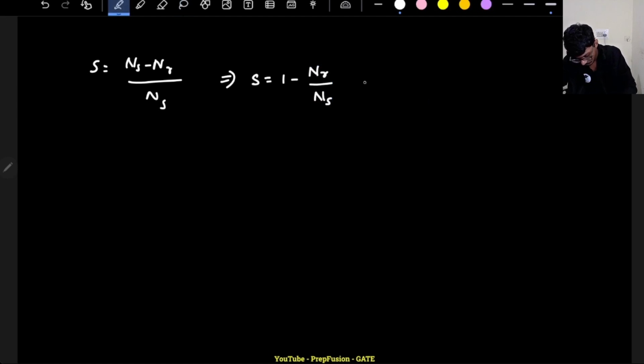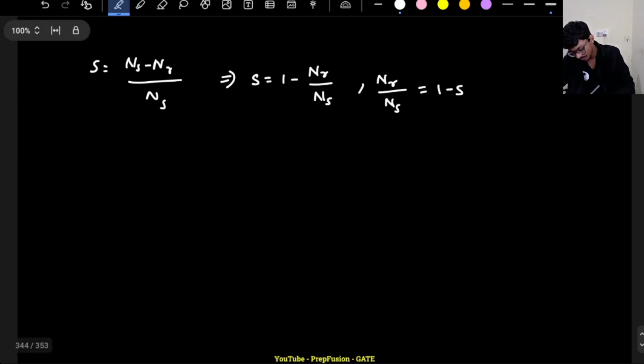Okay, so from here I can find out my Nr by Ns, that is equal to 1 minus s. This is one thing that I already knew, right? Nr equals 1 minus s into Ns. So what will happen in the fifth harmonic? What will be the slip?